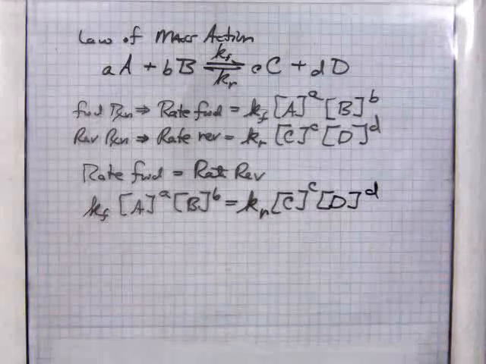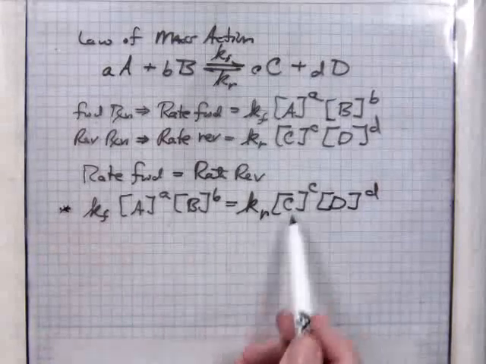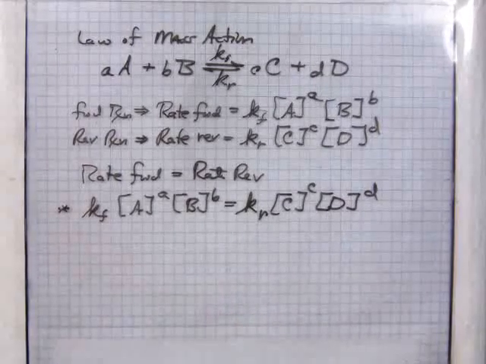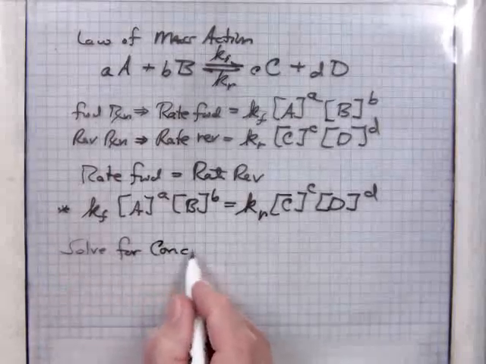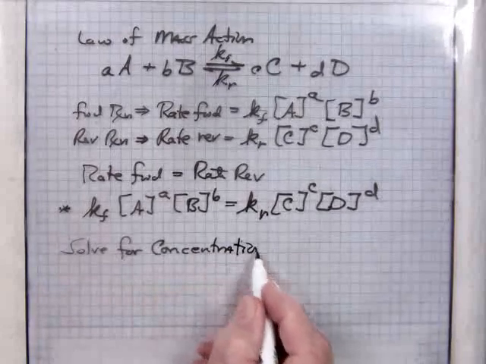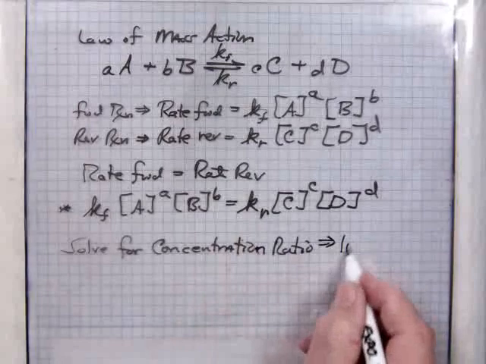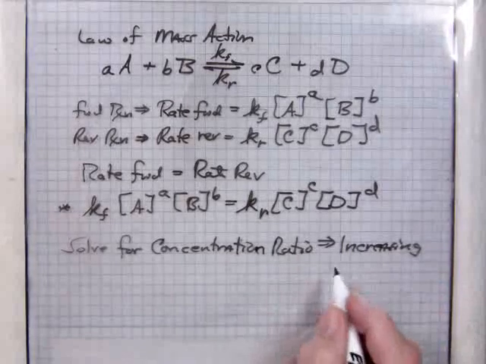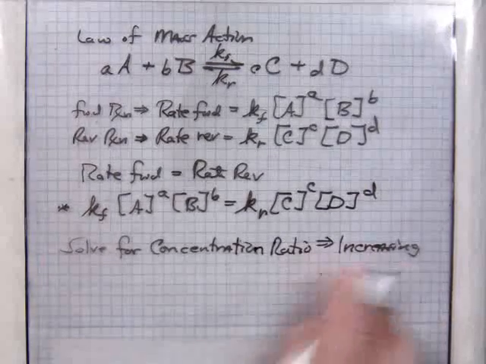Like this. Now, the object at this point is to come up with a ratio of concentration terms, AB over CD or CD over AB, that represents an increasing number for an increasing amount of product. Solve for a concentration ratio that yields increasing rate constant ratio values, or just simply increasing numerical values. You'll see that's important.